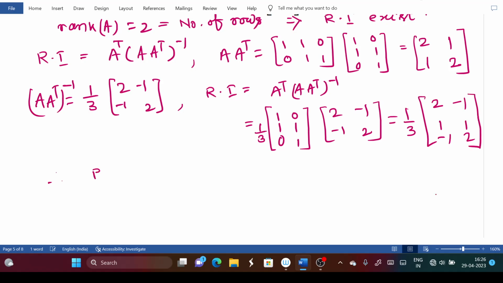Therefore, right inverse of A is equal to 2 by 3, minus 1 by 3, 1 by 3, 1 by 3, minus 1 by 3, 2 by 3.